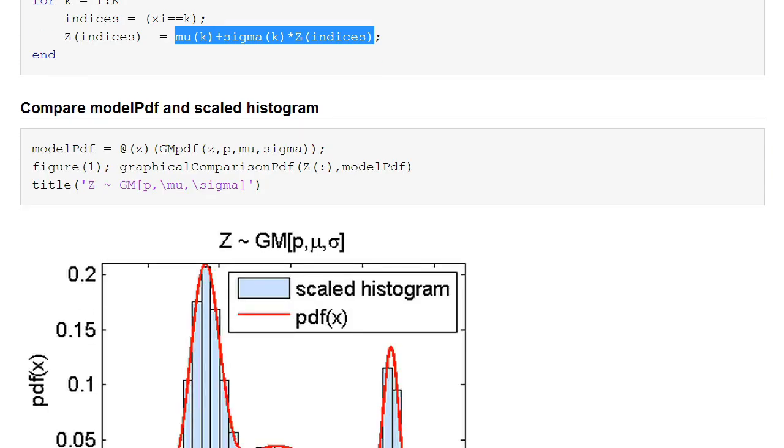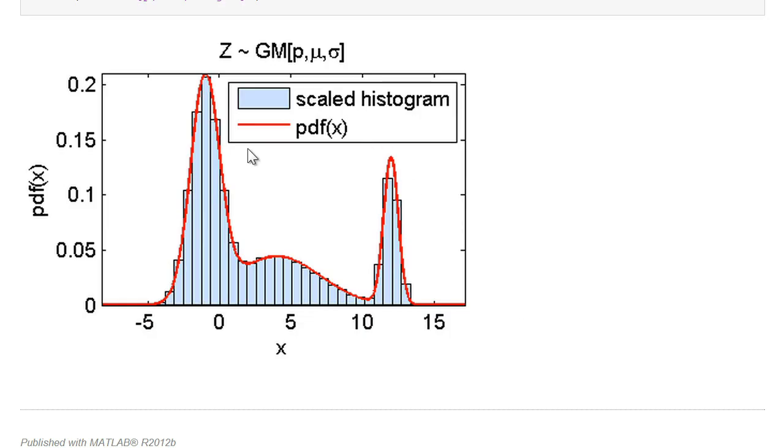And finally, here is how the scaled histogram looks when compared to the PDF. We see that we have generated random numbers whose distribution is a mixture of 3 Gaussians. First Gaussian, second Gaussian, third Gaussian.